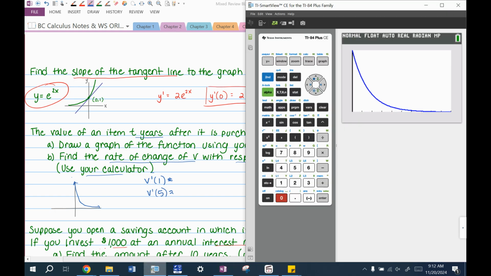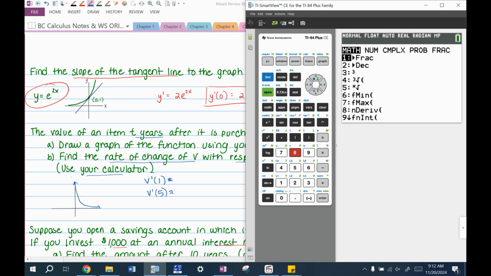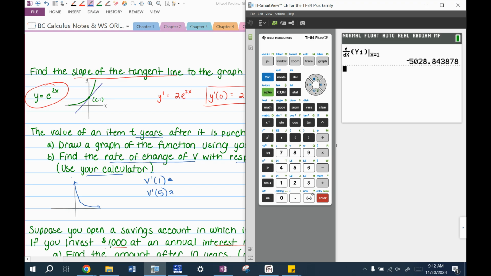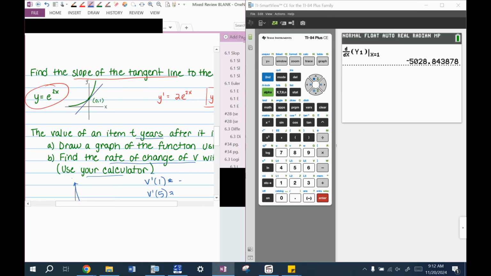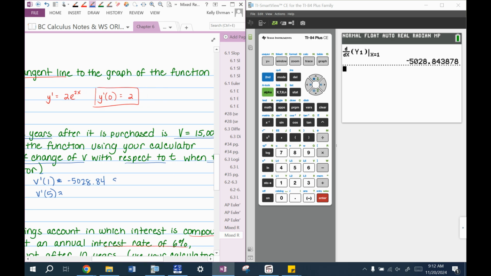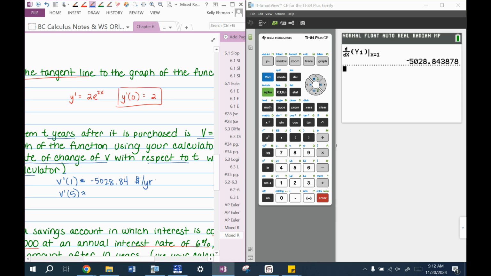So if you already have this typed into your y equals, then on your home screen, you can do math 8 for derivative. You can just type y1 in here, alpha trace y1. Evaluate at 1. So I'm going to write that down. So that is negative 5,028.84. We're talking about money, right? The value of something. So I'm assuming that's in dollars. So let's say dollars per year, since t was years.